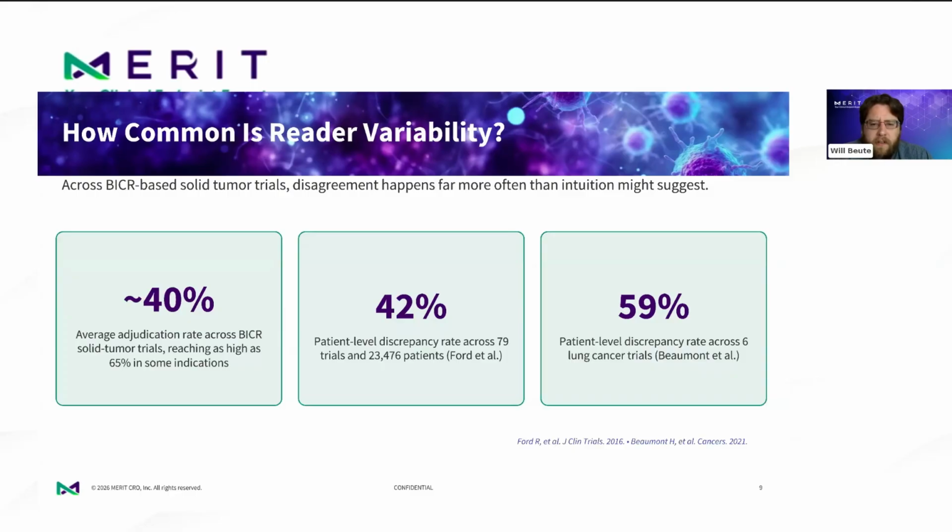That's not just from one small study either. In a landmark paper for the reader variability question in oncology clinical trials, Ford and colleagues looked across 79 trials and more than 23,000 patients and found a 42% patient-level discrepancy rate overall. Beaumont and colleagues, looking specifically at 6 lung cancer trials, found an even higher patient-level discrepancy rate of 59%. So whichever data set you look at, the message tends to be the same. Reader disagreement is not a rare edge case. It's a routine feature of how these trials actually run.